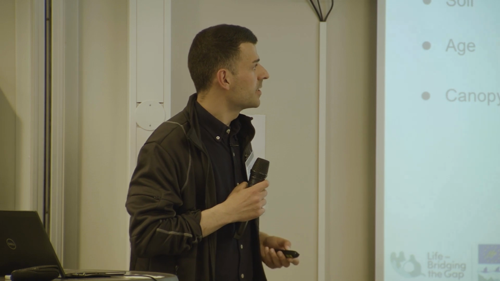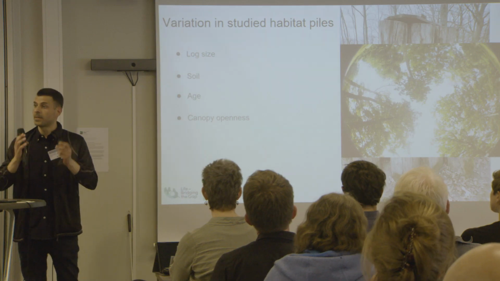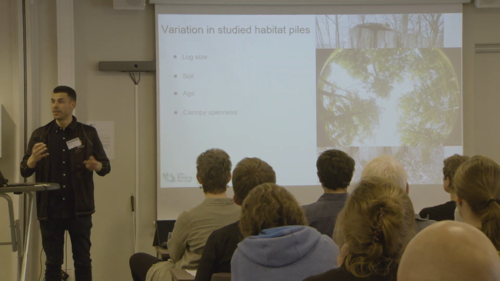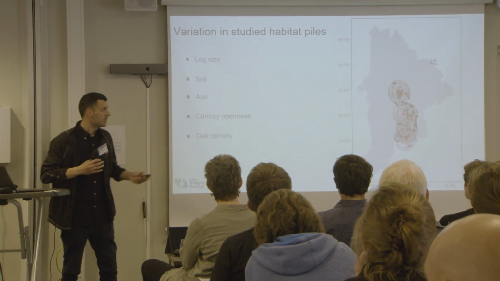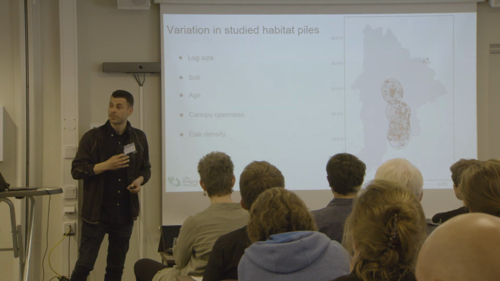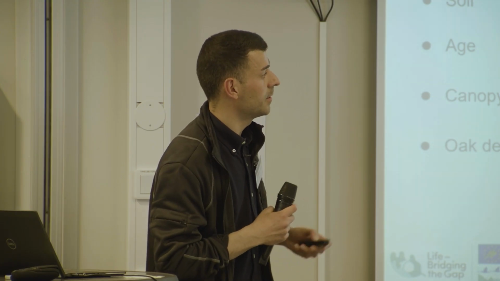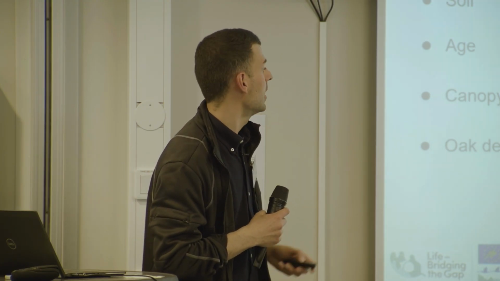I also took measurements of the canopy openness, which just meant taking a picture above the habitat pies to get a percentage of the openness, as well as the density of old oaks in the surroundings at different spatial scales of these habitat pies. So we have the red dots, which are habitat pies, and the grayish black dots, which are oaks, and the density of them around these habitat pies.